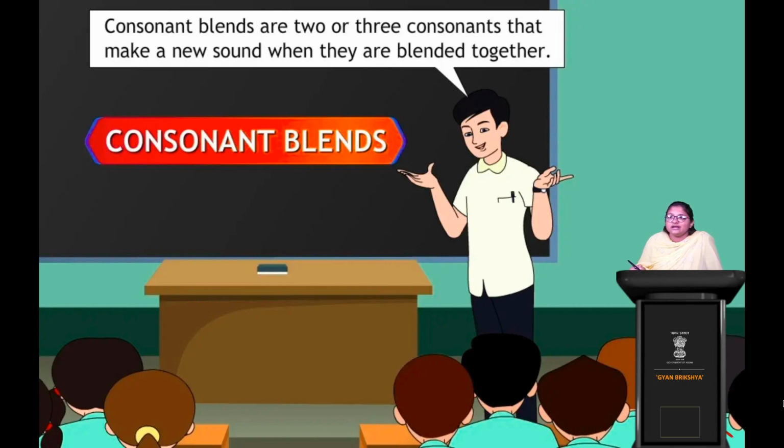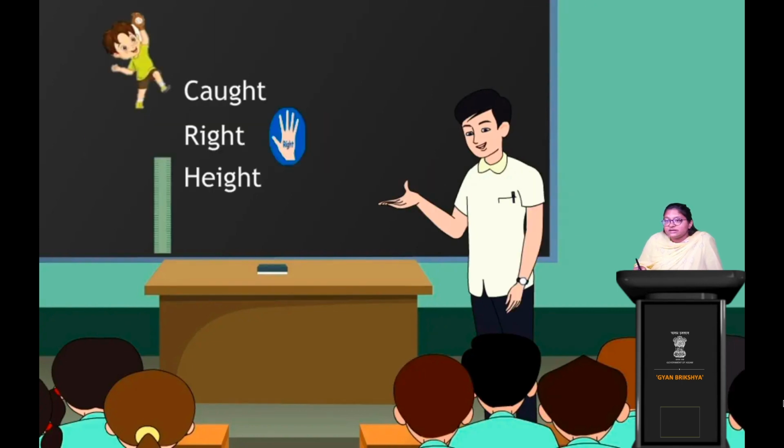Okay, now let's look at this example. You see, cut, right, height. So all these end with GHT. Okay, GHT. The sound is T. Right? Cut, right, height. The sound is T. Clear? Okay.